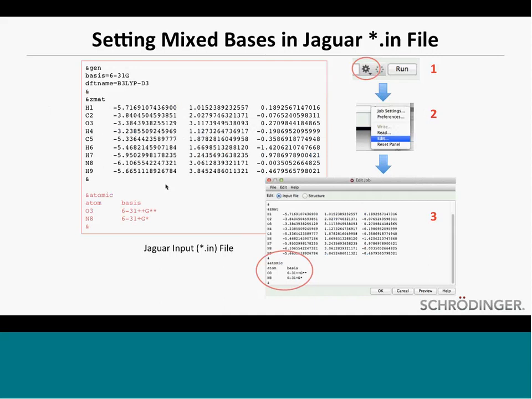So if you did want to define a mixed basis set, that can be done easily in the Jaguar input file, like so. You just have to go manually edit the atomic section.